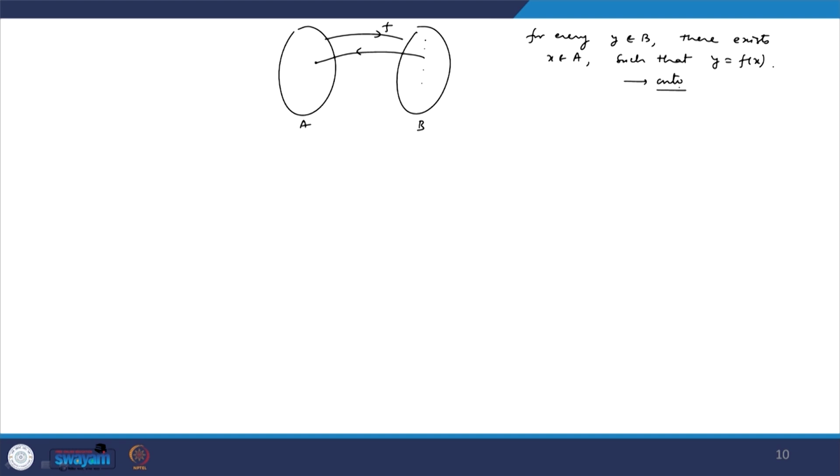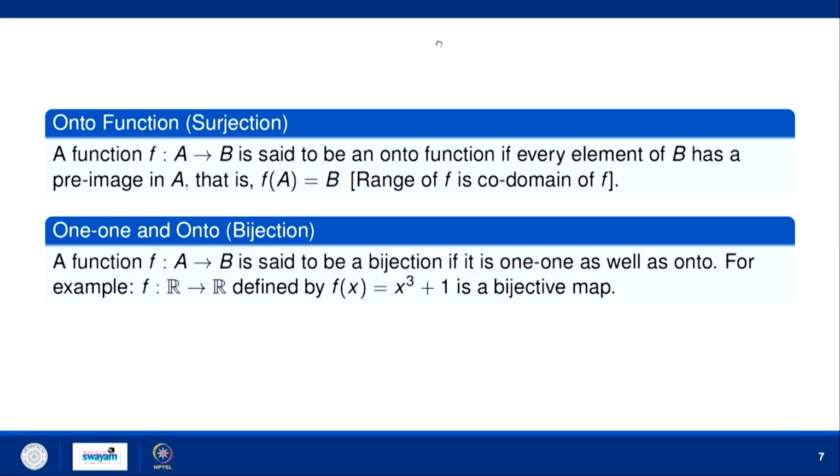Okay. If it is not happening, if there exists some element y in B whose pre-image does not exist in A, then we say that the function is an into function. In that case, range of f is simply a proper subset of codomain. Okay. So, a function which is 1 1 and onto both is called bijection map, bijective map or bijection.